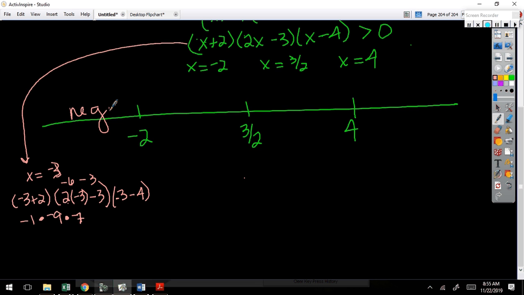All right, everybody okay on that? We're just looking for the sign. Okay. All right, give me a number in between negative 2 and 3 halves. Zero. Zero, I would do zero also. Don't make your life harder than it has to be. Zero plus 2. 2 times 0 minus 3. And 0 minus 4. Two times negative 3 times negative 4. I got a positive times a negative times a negative. So it's a positive. That's exactly right.